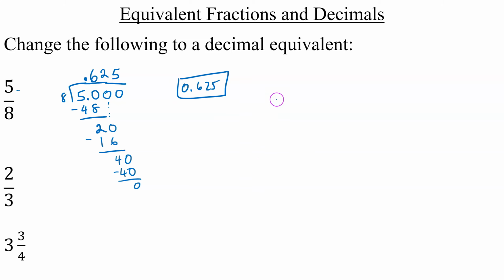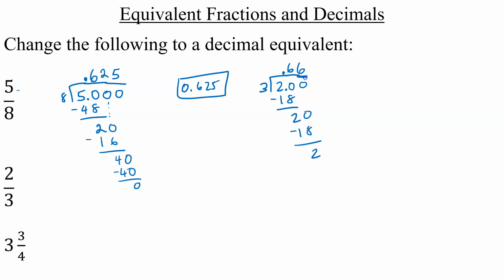Let's look at our second example, 2/3, or 2 divided by 3. We have the same issue. We need to add a 0. 3 goes into 20 6 times. 6 times 3 is 18. 20 minus 18 is 2. Bring down another 0. 3 is going to go into 20, we just said, 6 times. 6 times 3 is 18. Subtract, we get a 2.